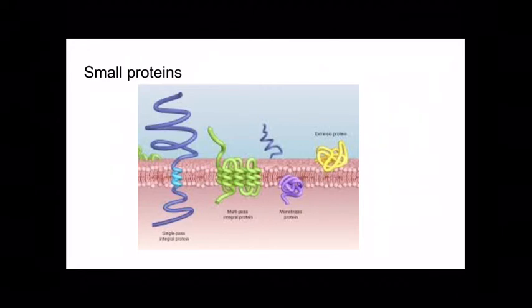Other smaller proteins in our body might be functioning as enzymes, but not embedded in a cell membrane like this. Other small proteins, or smallish, moderate-sized proteins, could be acting as hormones. So in the endocrine system, we have two types of hormones.